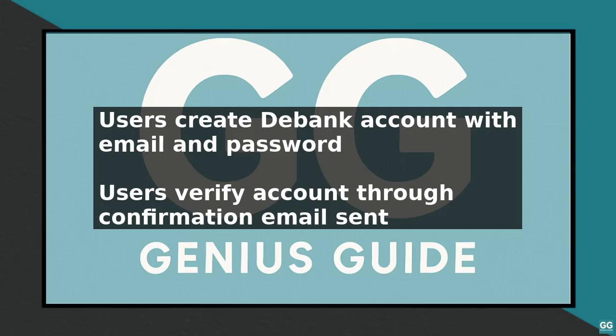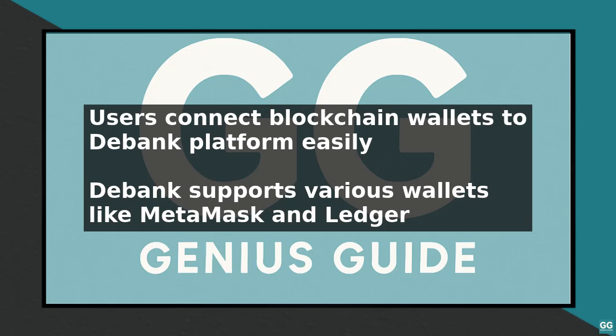Once the account is set up, users can log in to the Debank dashboard and connect their blockchain wallets to the platform. To access historical data, users need to click on the Portfolio tab and select the wallet they want to view data for. Debank supports a wide range of blockchain wallets, including MetaMask, Ledger, and Trezor. Users can also add multiple wallets to their Debank account, making it easy to track and manage different blockchain assets.